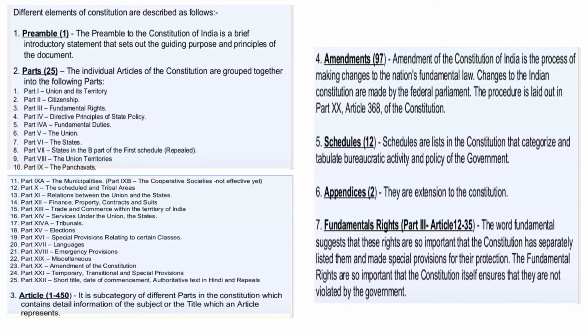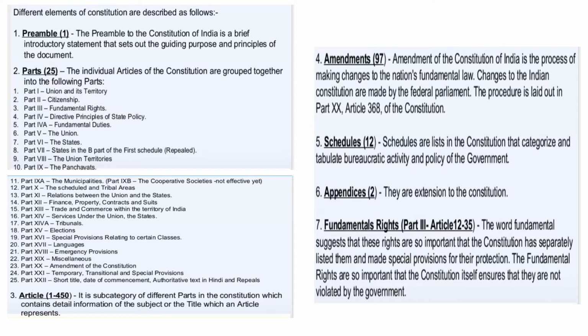It is a subcategory of different parts of the Constitution which contains detailed information of the subject or the title which an article represents. Fourth one, amendments, which are 97 in number. Amendment of the Constitution of India is the process of making changes to the nation's fundamental law. Changes to the Indian Constitution are made by the Federal Parliament.